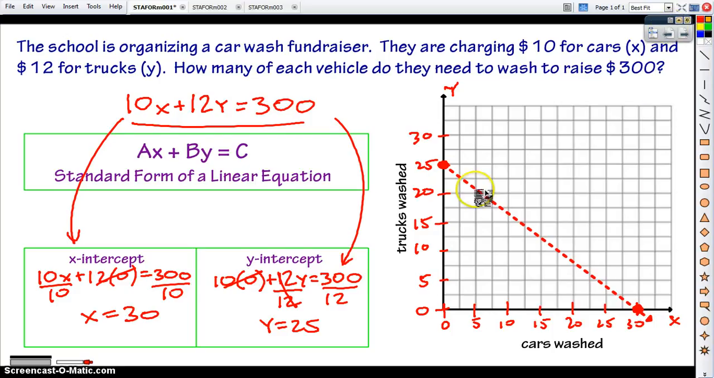So if I pick any point along this line, I'll get a combination that works out to $300. So 30 cars washed and 0 trucks washed, 30 times the $10, that's 300. If I pick other points, these also, no matter where I pick, I'll also get a situation that gives me $300. And so that's how we use standard form of linear equations to graph. We find the x-intercept and the y-intercept by plugging in zeros and use those points to draw our line.